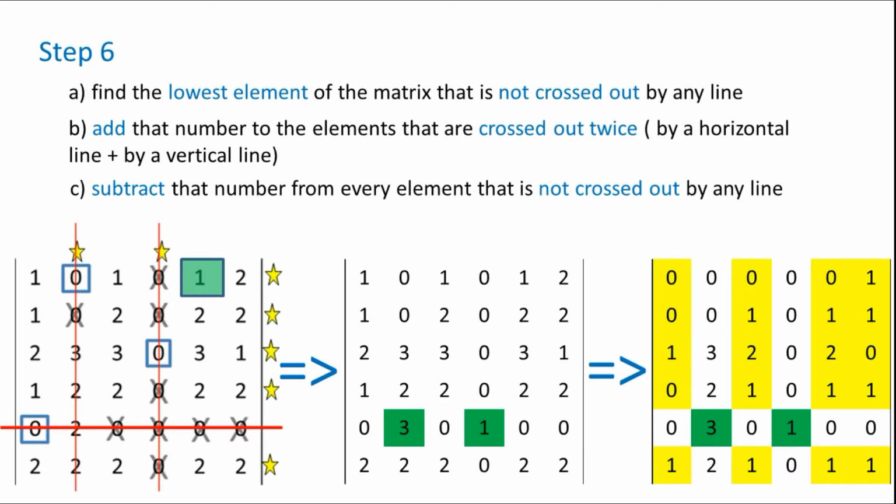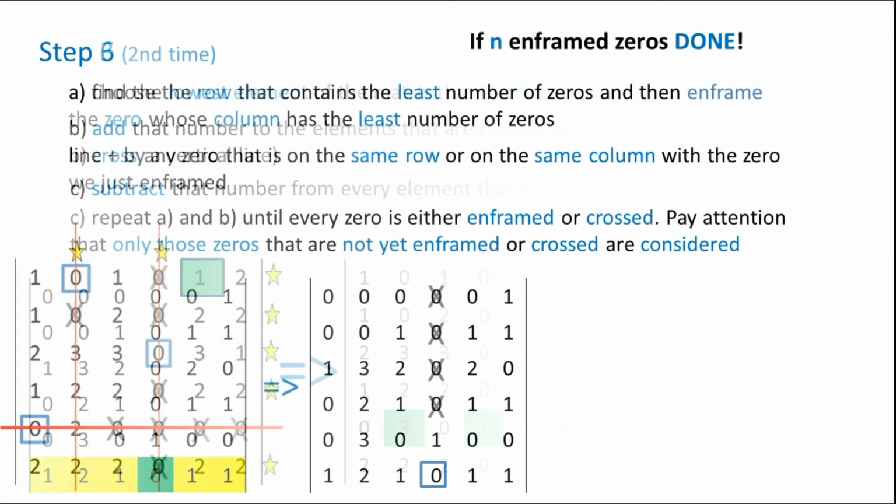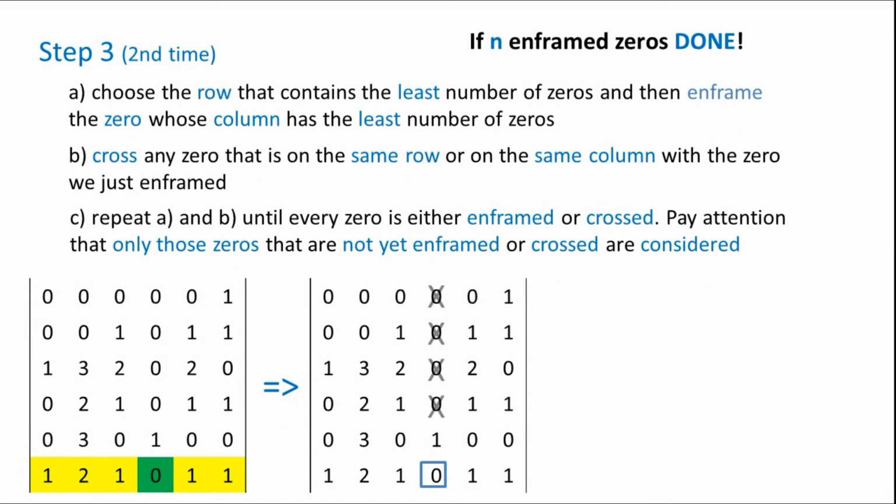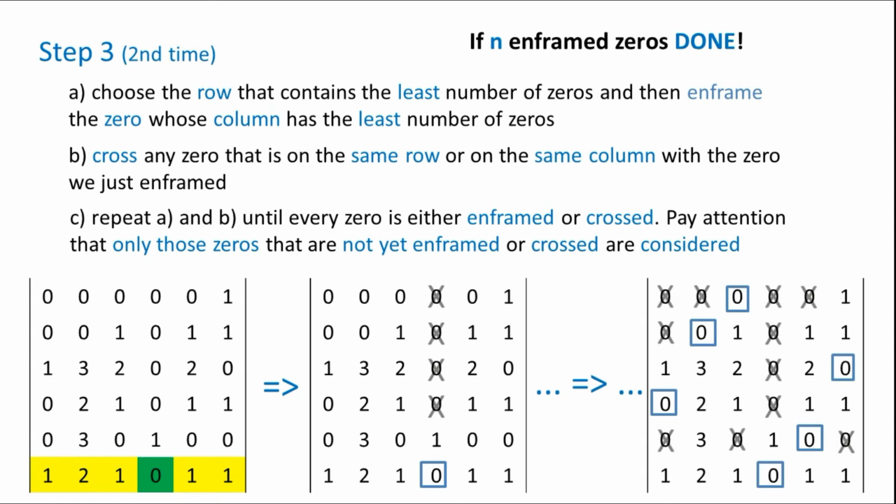Now, having a new matrix, we go back to step 3 and try our luck at finding enough inframe zeros. We use exactly the same rules we applied before. The last row is a single one that contains only one zero. We inframe it and cross any other zero on each row or column. Finally, after managing to cover all the zeros, we can remark 6 inframed zeros. That means we have found an optimal assignment for our initial cost matrix.